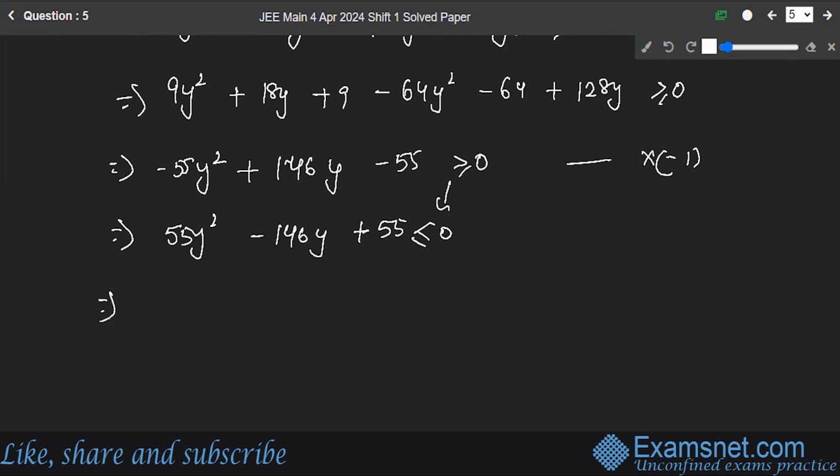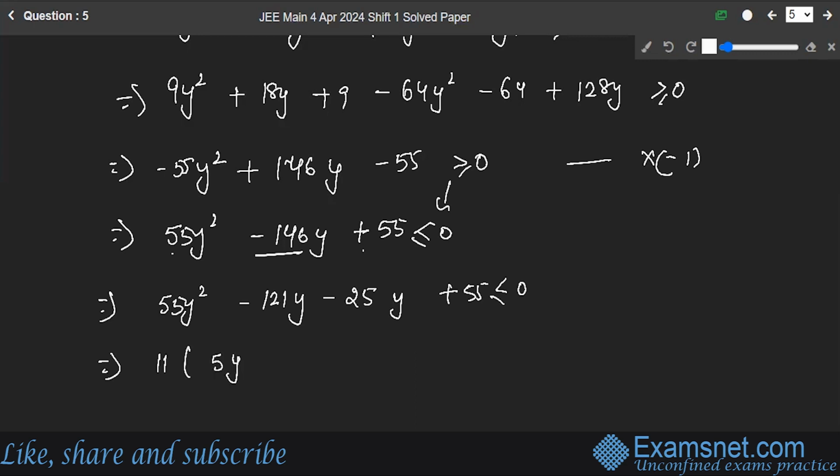Now, I want two such factors. The product should be equal to 55 into 55, and the sum should be equal to minus 146. So it is going to be minus 121y minus 25y, plus 55 is less than or equal to 0. I'll take the 11 common from here. So this will be 5y minus 11, and 5 common from here, and it will be 11y minus 5.